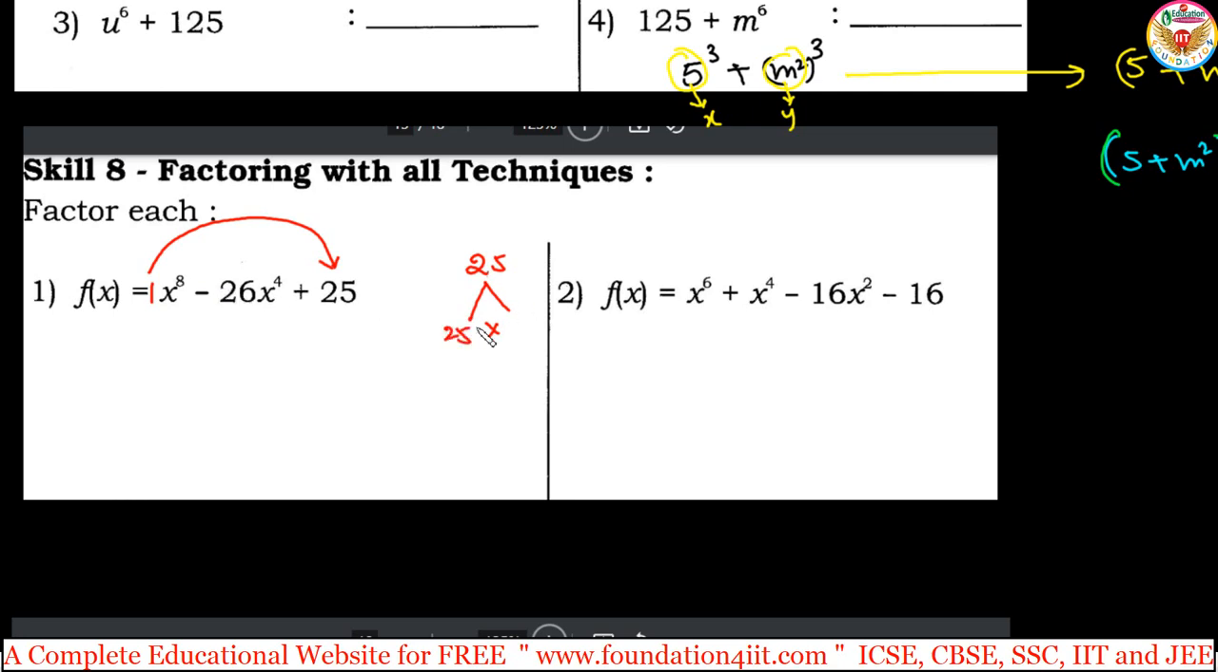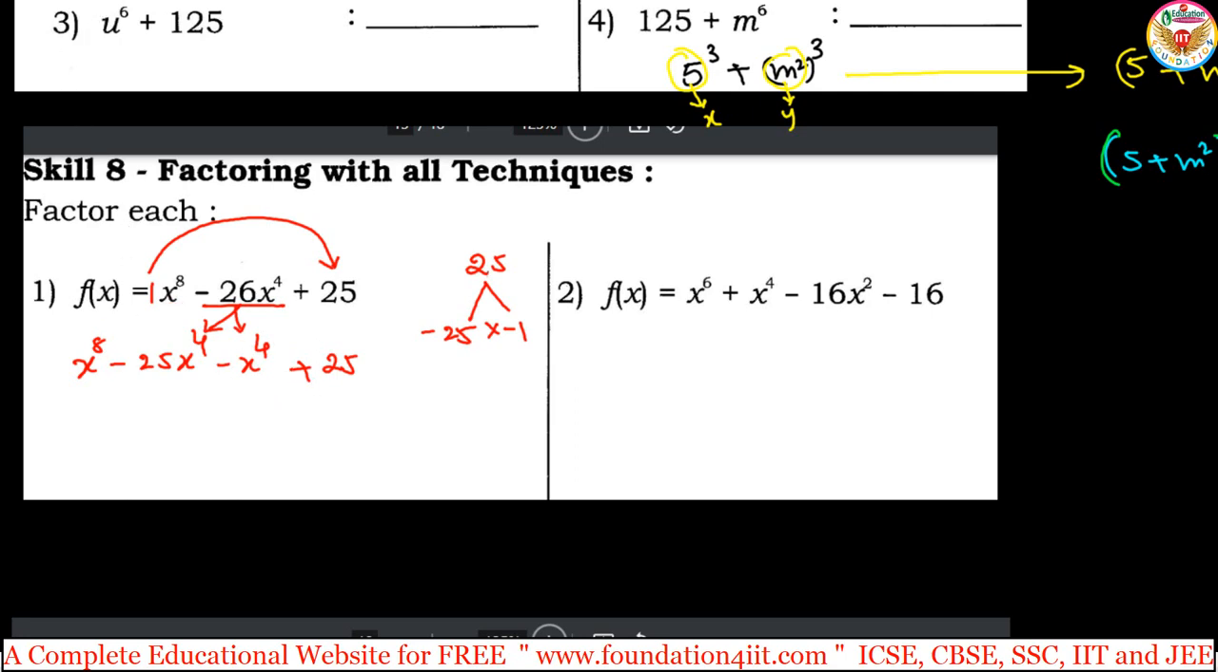So 25 times 1 is 25. But is 25 plus 1 equal to 26? Yes, but we need minus 26. So you write minus 25 into minus 1. Minus 25 into minus 1 is plus 25. Minus 25 and minus 1 added, you get minus 26. Now what do we do? x to the power 8 minus 26 x power 4, I am writing 25 x power 4 minus 1 x power 4. The same middle term we are splitting into these two, plus 25 as it is. Okay, only the middle term is split like this.